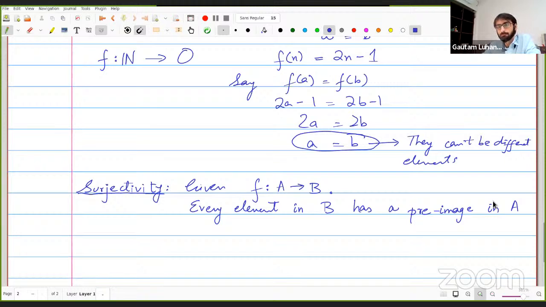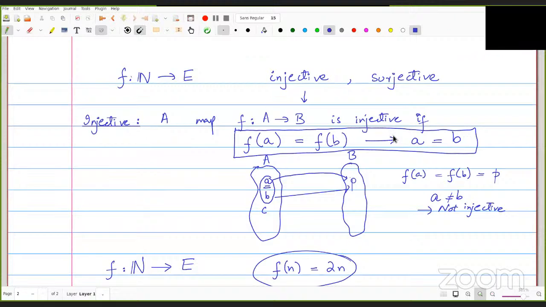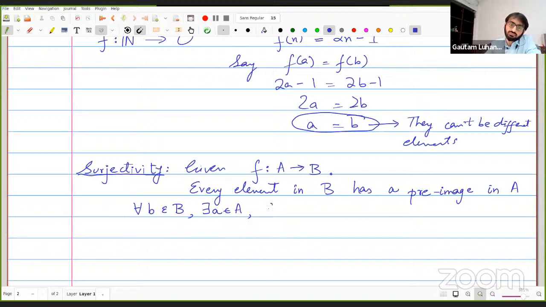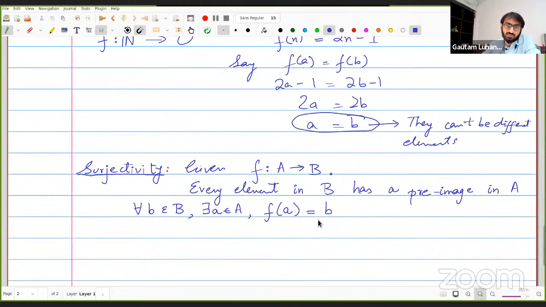So how can I mathematically define it, given this is the way I chose to define injectivity? For all little b in the set B, there exists a little a in set A such that f of a equals b. So how can we prove such a statement for, let's say, the same mapping, which was N to E, f of n equals 2n?